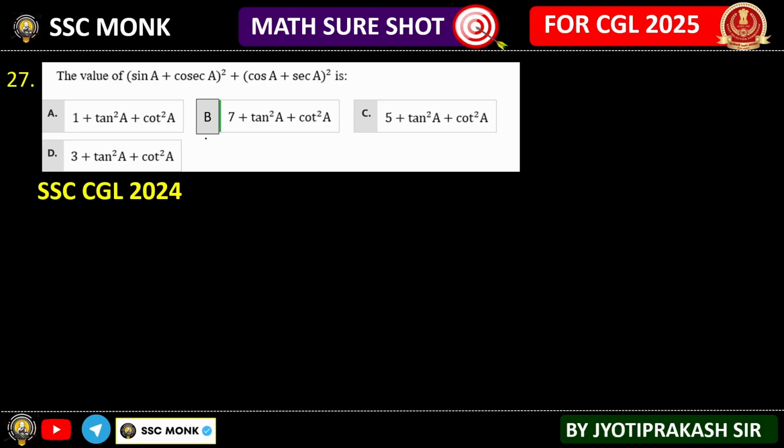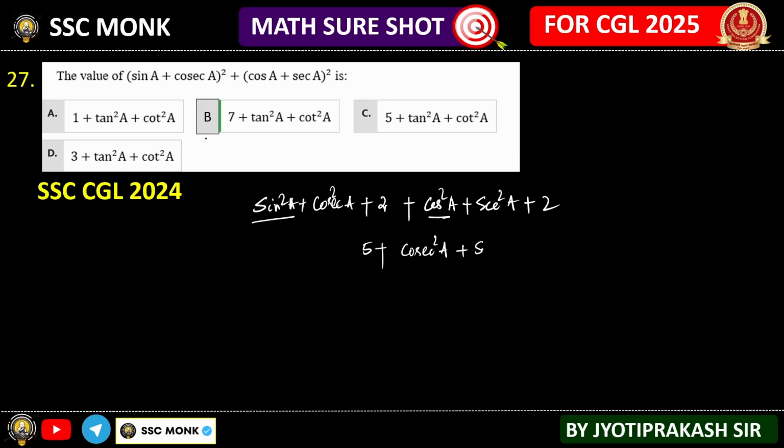Now see, (sin A + cosec A)² can be written as sin²A + cosec²A + 2 sin A cosec A, that is equal to 2. Plus (cos A + sec A)² will be cos²A + sec²A + 2. Same. Now sin²A + cos²A is equal to 1, 2 plus 4, so this will be 5 plus cosec²A plus sec²A.